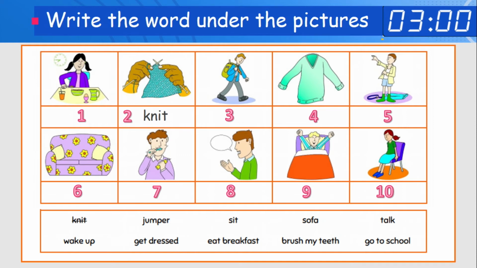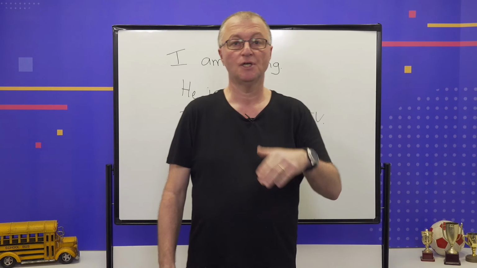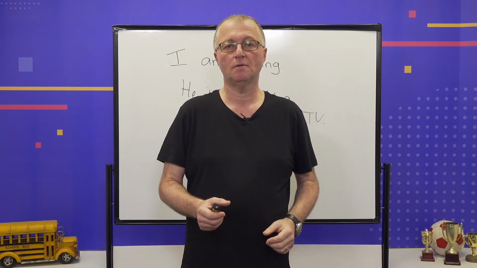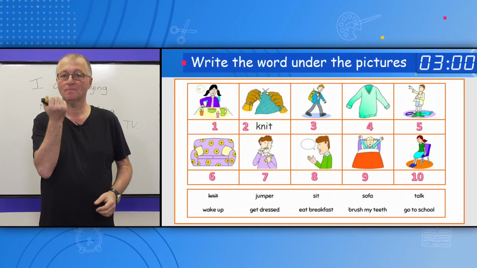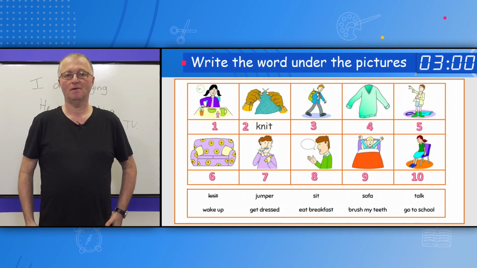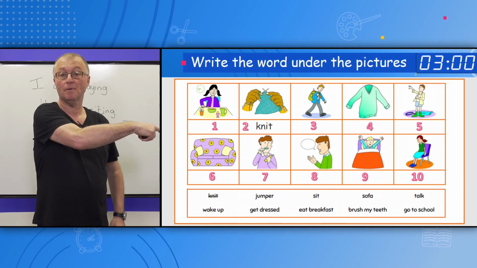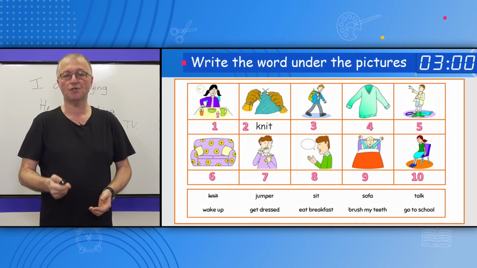I want you to try and make sentences by yourself with the pictures. Let's look at knit. What kind of sentences can you make with this format, with this structure? Perhaps she is knitting. I am knitting. I am going to school. I am walking to school. I am talking. I am brushing my teeth. I am sitting. I am waking up. She is waking up. He is waking up. You get the idea?